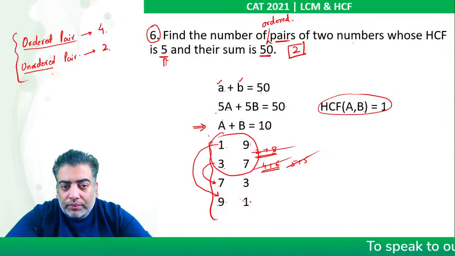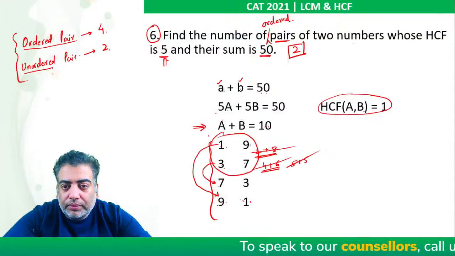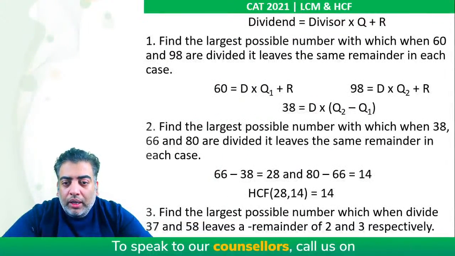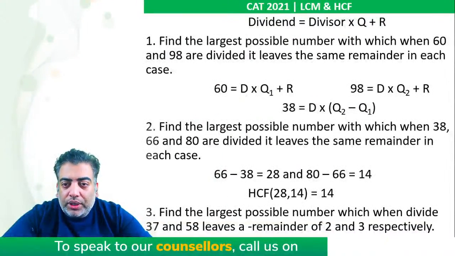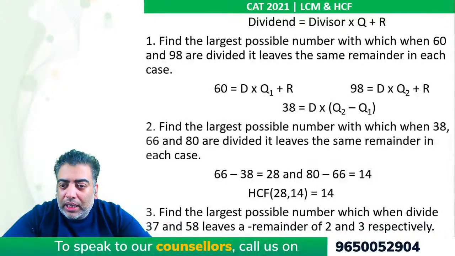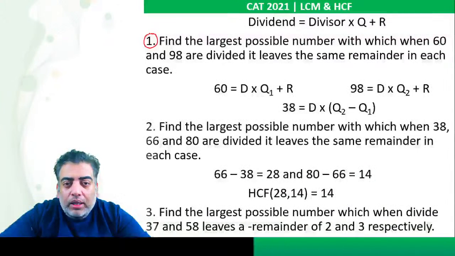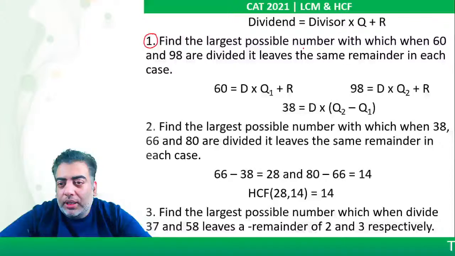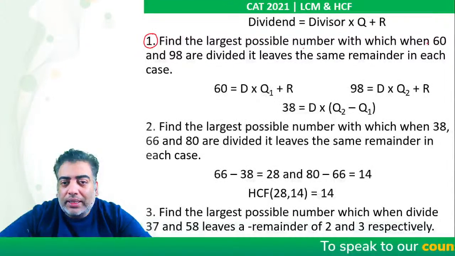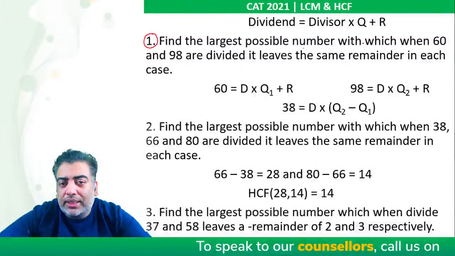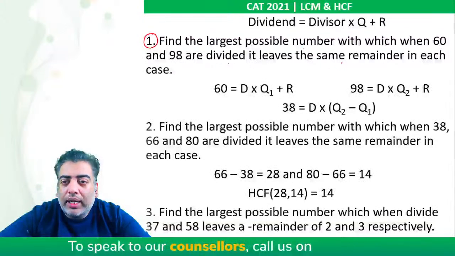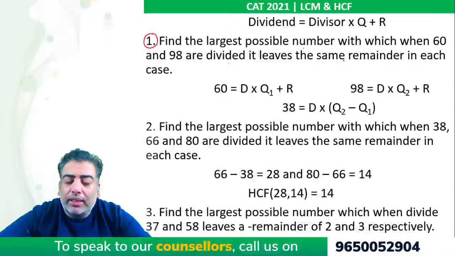Okay. Now there is another type of question which has appeared in exams again and again. So in question number 1 it says, find the largest possible number with which when 60 and 98 are divided, it leaves the same remainder in each case.